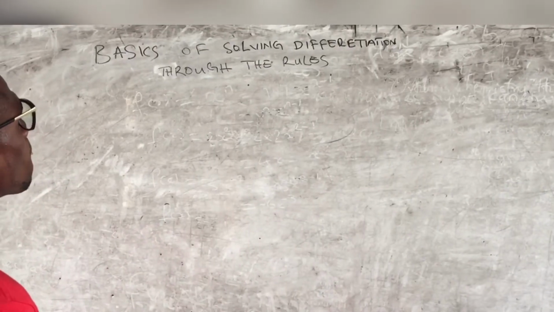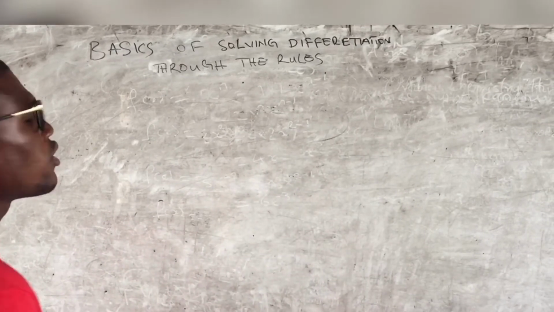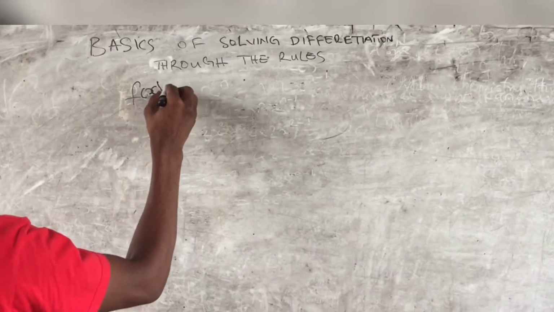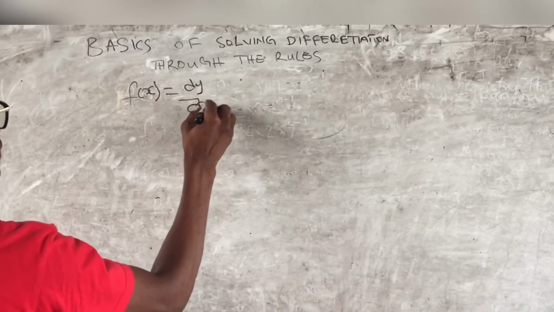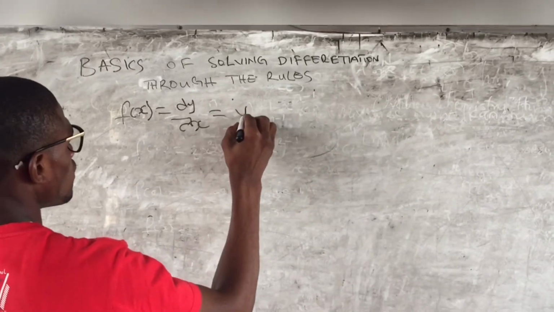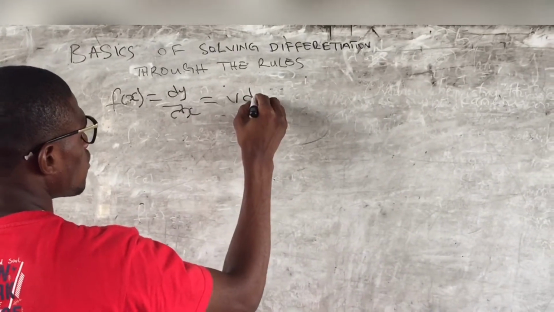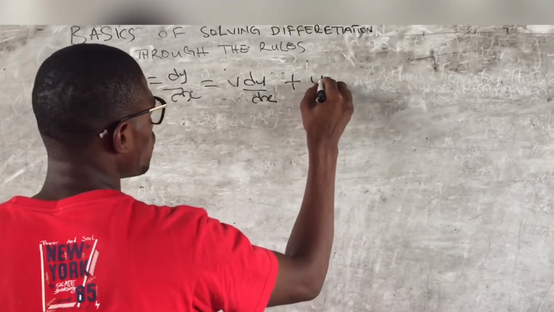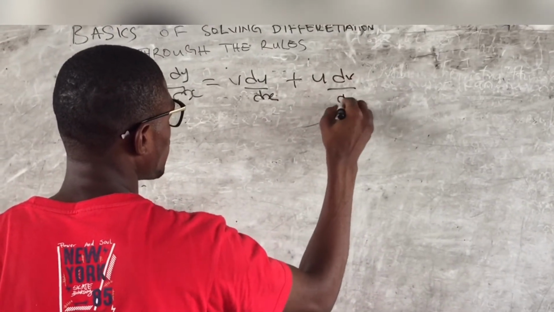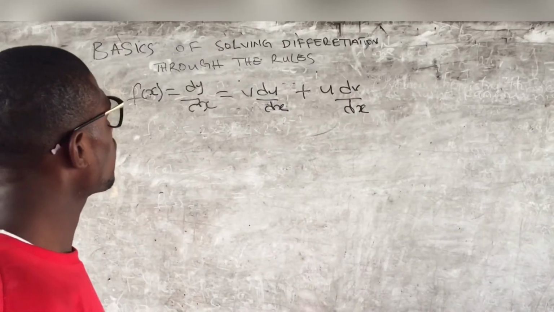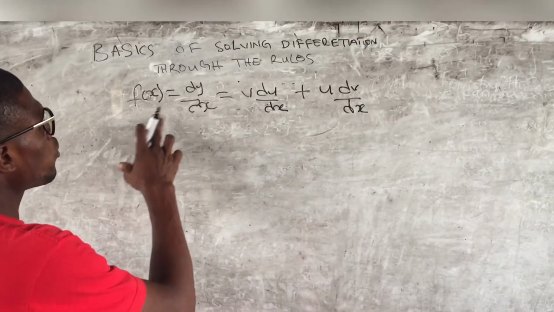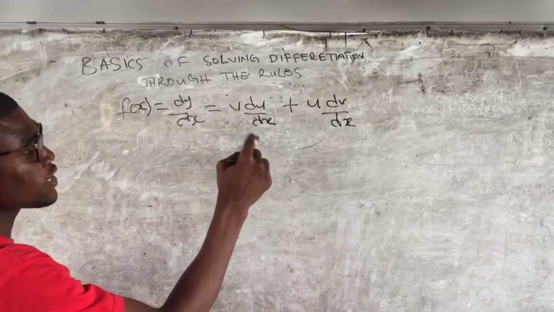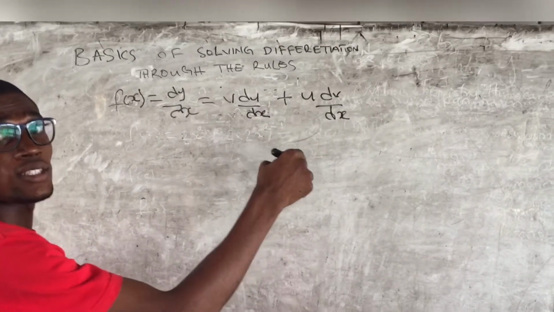So the next one is the product rule. The product rule is: y is given as v, du over dx, plus u, dv over dx. Okay, so we have dy over dx equals v du over dx plus u dv over dx.